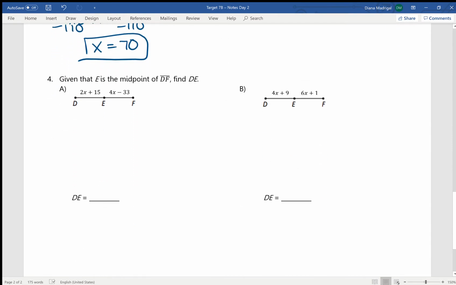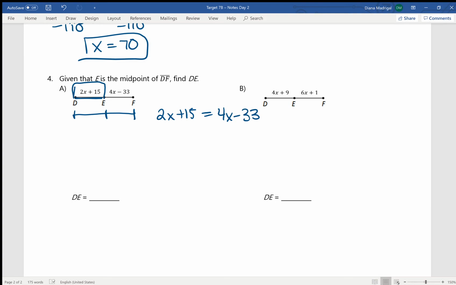All right, and 4, it says, given that E is the midpoint of DF, find DE. So we need to figure out how much is DE. And so far, DE is 2x plus 15. I cannot figure it out because it has the variable x. We need to find how much is x. Because they told you that E is the midpoint, that means it's in the middle of that line. So DF is a line, right? And E is in the middle. That means it's cutting the line in half. Every time you cut something in half, you have 2 equal sides. So to find x, I'm going to set them equal to each other: 2x plus 15 equals 4x minus 33.